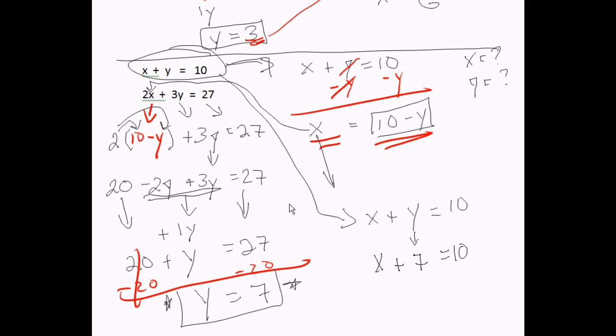And solve for x. Get the 7 to the other side by subtracting 7. 7 minus 7 is 0. We're left with x equals 10 minus 7 is 3. So for this problem, x is 3 and y is 7.